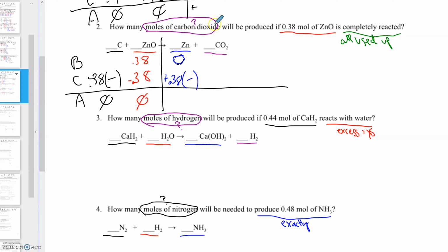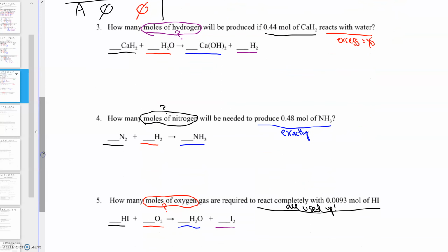And over here, there's no CO2 before I start. I'm going to be creating 0.38 times the mole ratio. Okay, there's your skeleton setup for that one. Go through and balance, plug everything in, come back once I have these all set up.